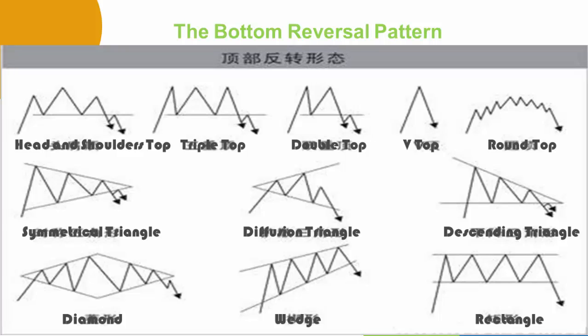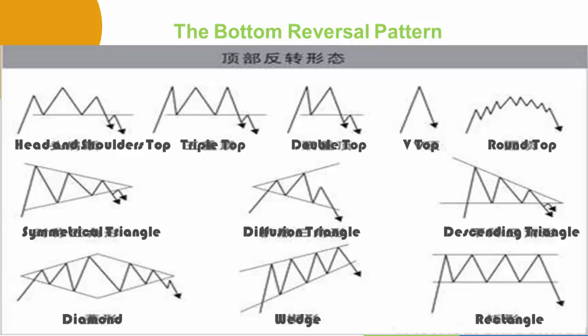The first one is called head and shoulder top. This is the top reversal. The next one is triple top. We can see here, this is the triple top. So if you see the price fell below the neckline, you should sell. Okay. Then the third one is double top. Next one is V top. Then the next one is round top. These are all top patterns, top reversal.